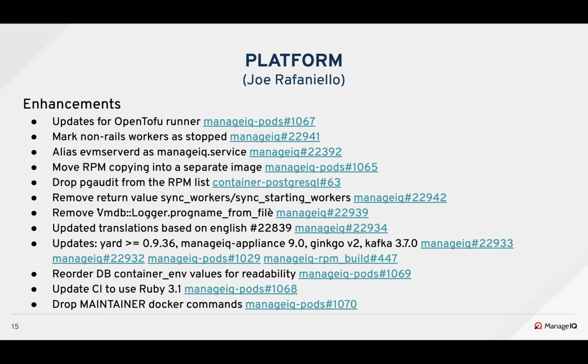I provided some of the translations for other languages. Jason and Brandon made several gem library updates: Yard, the appliance, Ginkgo, and Kafka. Jason changed the order of the container env values for readability. Jason also updated CI to use Ruby 3.1 and Podify, and he dropped the deprecated maintainer Docker command. Next slide.